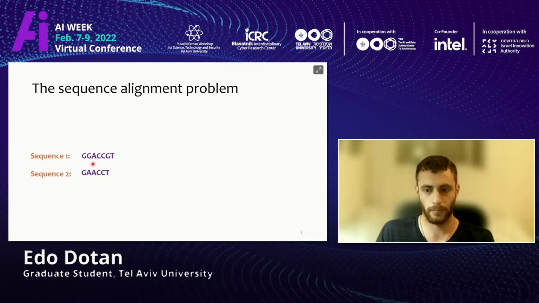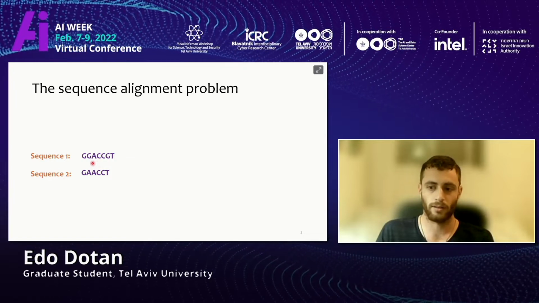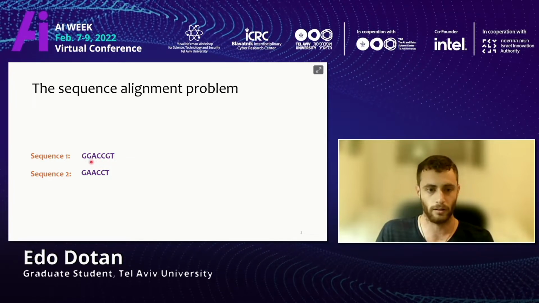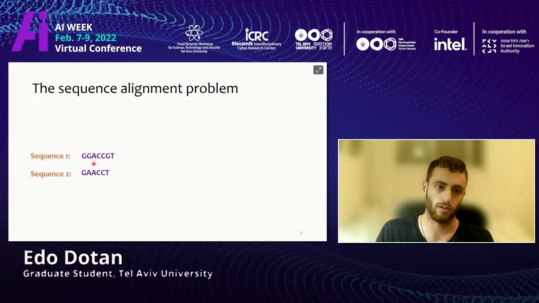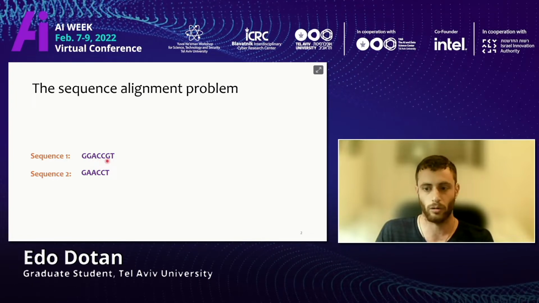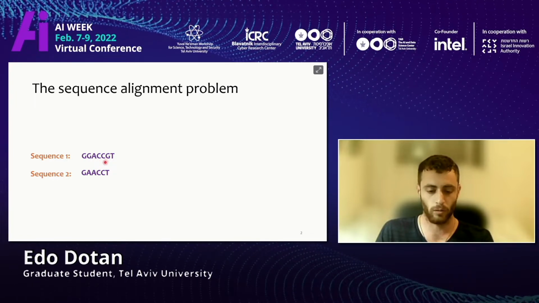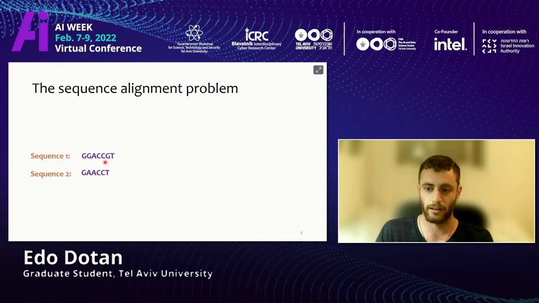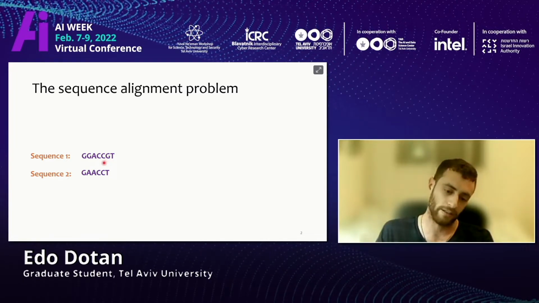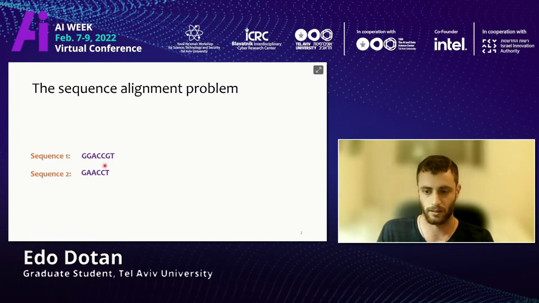So in biology, a DNA sequence is a sequence over an alphabet of 4 letters, or 4 nucleotides, which we symbolize by A, C, G, or T. Those sequences contain the genetic code, which later will create the proteins inside the cells.